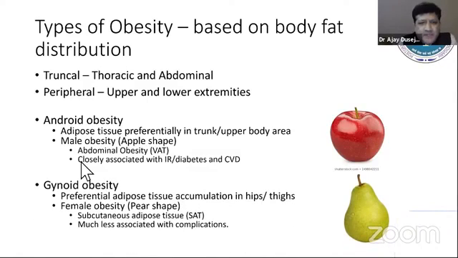Also, people spoke about gynoid obesity, which is also typically called female obesity, the pear-shaped kind, which was less commonly associated with all these metabolic complications. And now we probably know that this is more of subcutaneous adipose tissue, which people were earlier talking about.